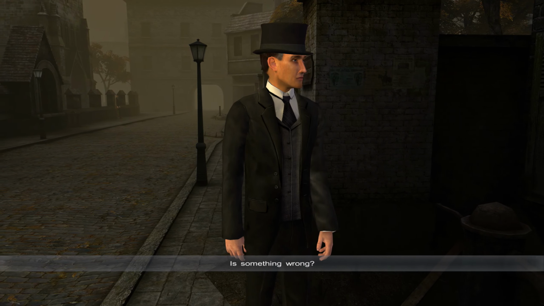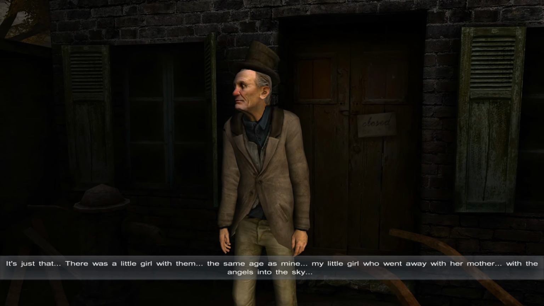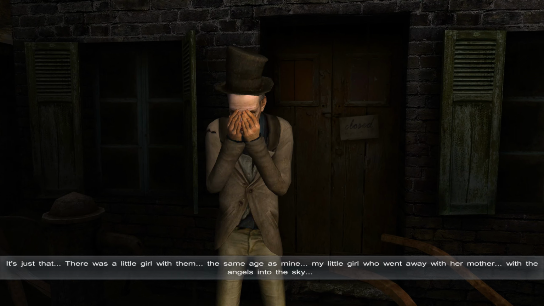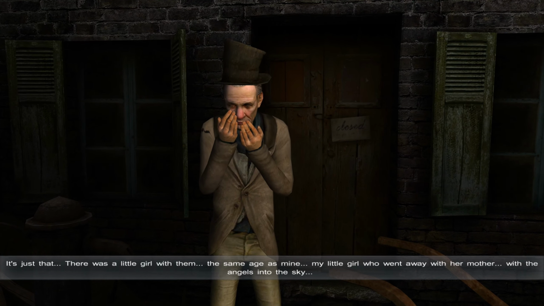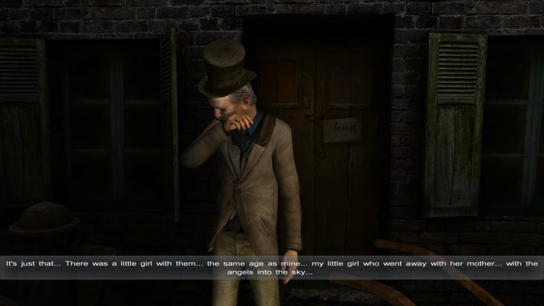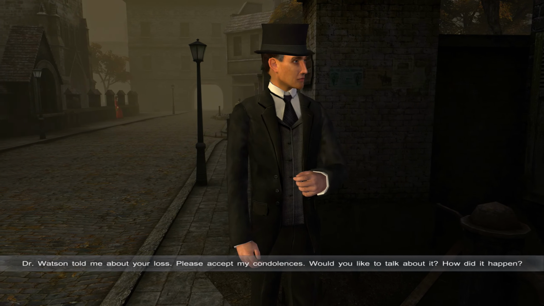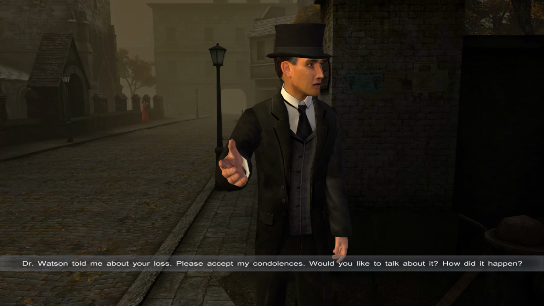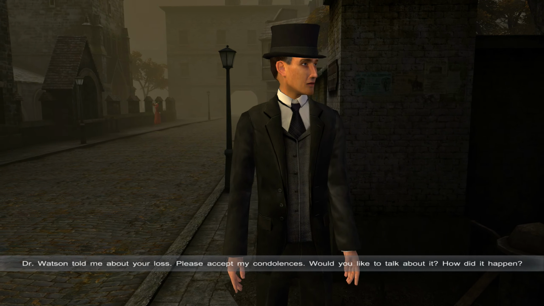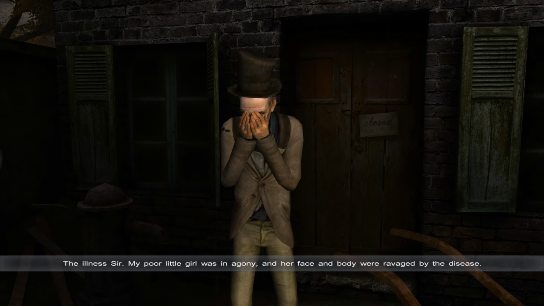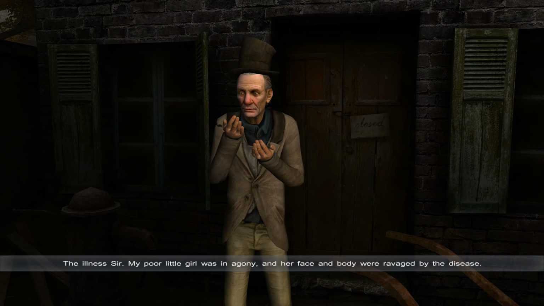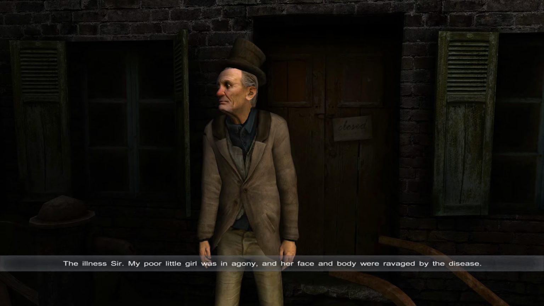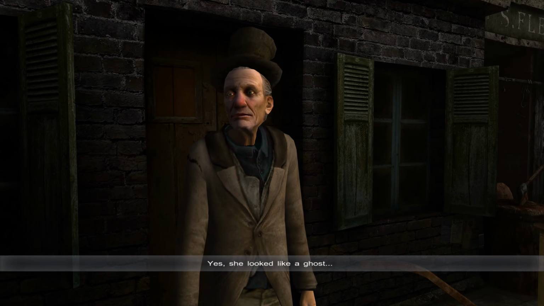Is something wrong? It's just that there was a little girl with them, the same age as mine. My little girl who went away with her mother, with the angels into the sky. Dr. Watson told me about your loss. Please accept my condolences. Would you like to talk about it? How did it happen? The illness, sir. My poor little girl was in agony, and her face and body were ravaged by the disease. Her face? Yeah, she looked like a ghost.